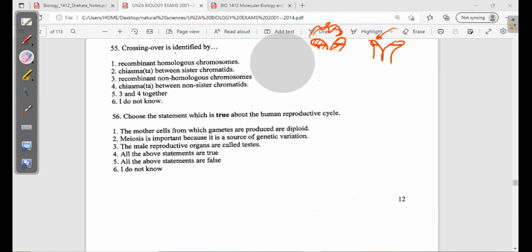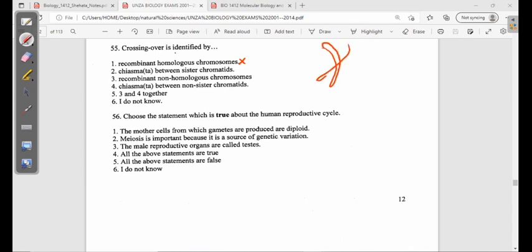So now how do you identify crossing over? Crossing over is identified by recombinant homologous chromosomes. So this won't be true. The recombinant homologous chromosomes do not identify crossing over. Crossing over is just a point where these chromosomes get to intertwine. That is the crossing over. That's how you can identify this point where they are intertwining. Okay.